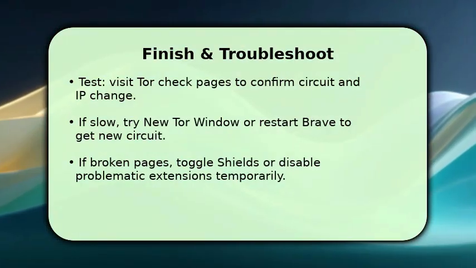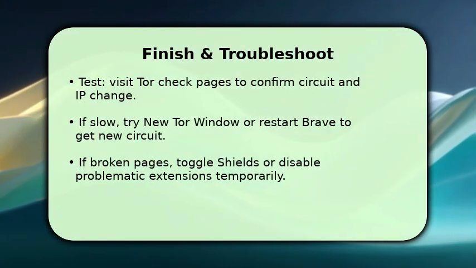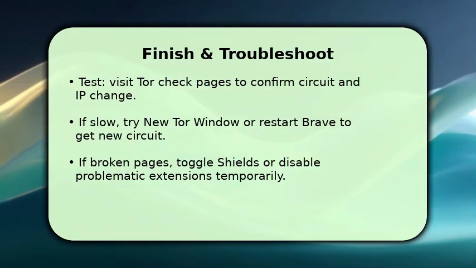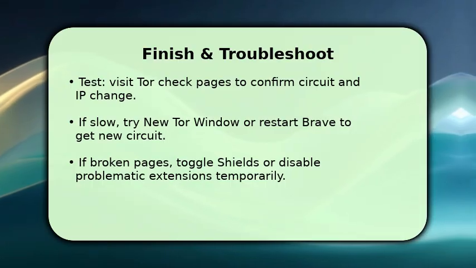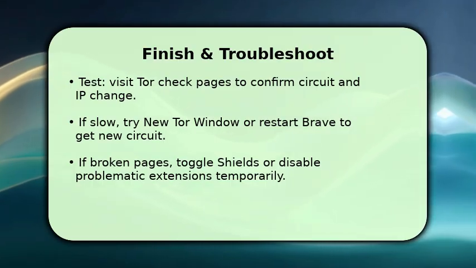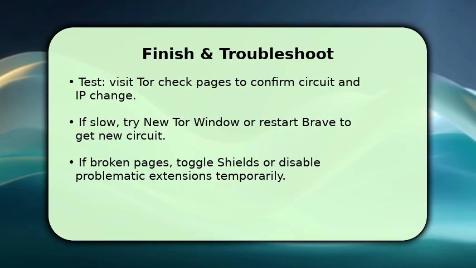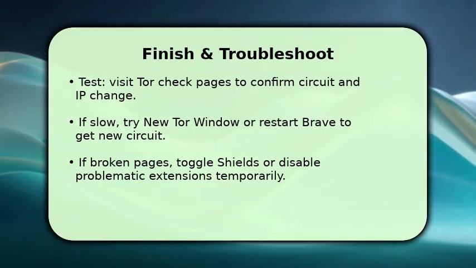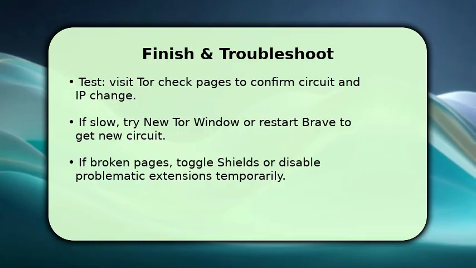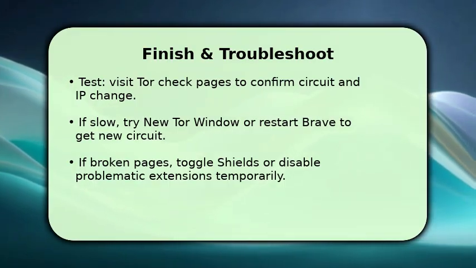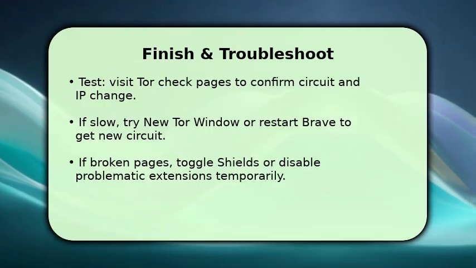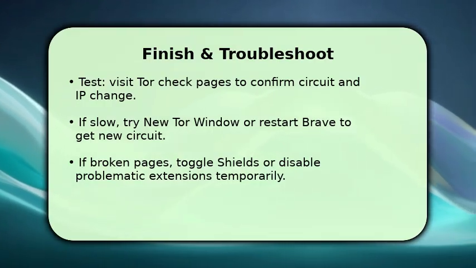To finish, verify your Tor circuit and IP by visiting a Tor check page inside the Tor window. This confirms traffic is routed correctly. If the connection is slow or a site blocks Tor, open a new Tor window or restart Brave to obtain a new circuit. This often resolves performance and reachability issues. If pages break, briefly toggle shields or disable a specific extension and retry. Remember to re-enable protections afterward.